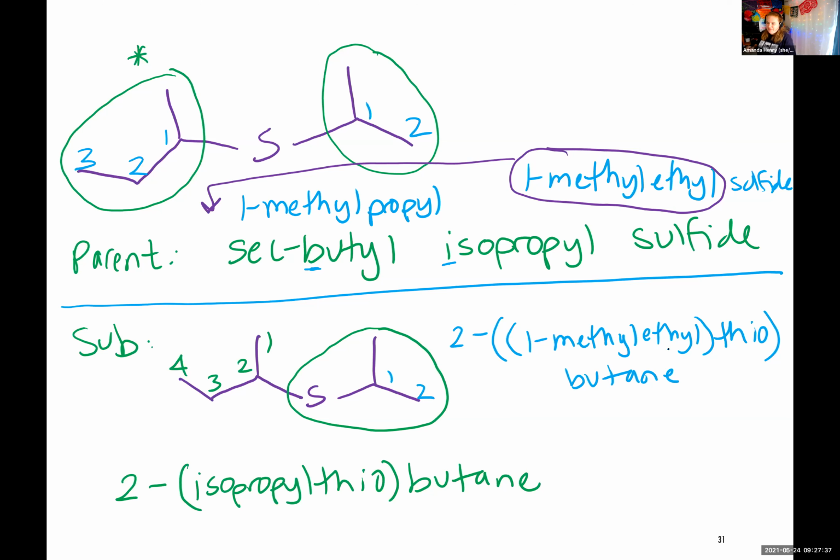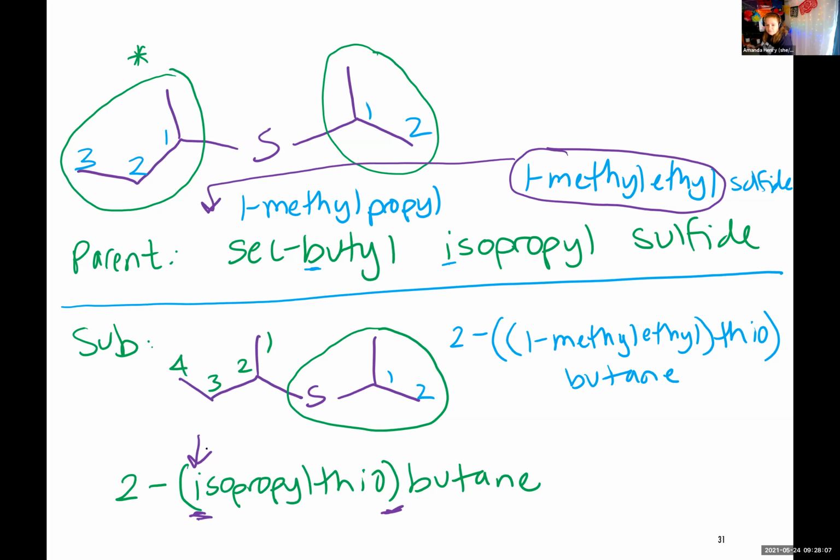So with our sulfide as a substituent, the biggest thing is remembering that it does have to be in parentheses. And when we alphabetize, we're going to use whatever the first letter is. So it would be the first letter of our alkyl group. Questions about either one of those?